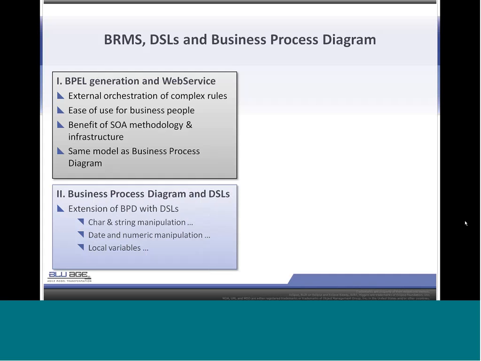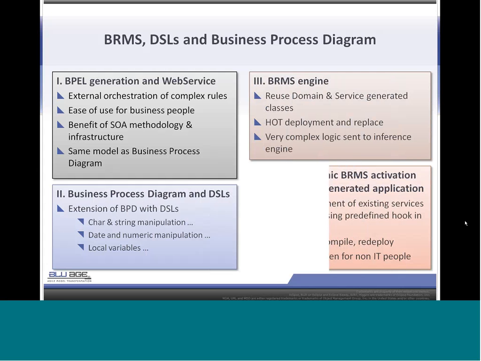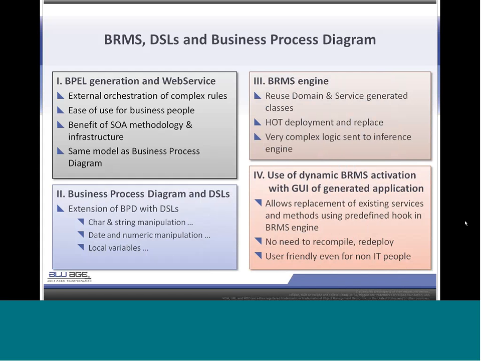You can also add textual DSLs to specify your business requirements and extend the business process activity diagrams. You can also use dynamic activation from a graphical user interface to change your deployed business rules only on the external business rules manager server, and you don't need to recompile or redeploy your application because you decide to deploy and externalize these rules on a different server. So this offers more flexibility and agility in the execution process.